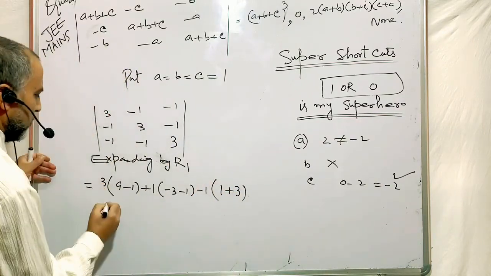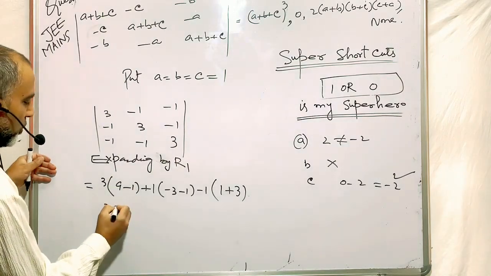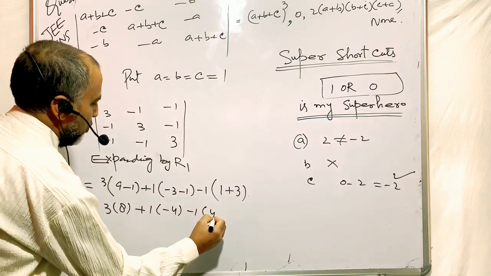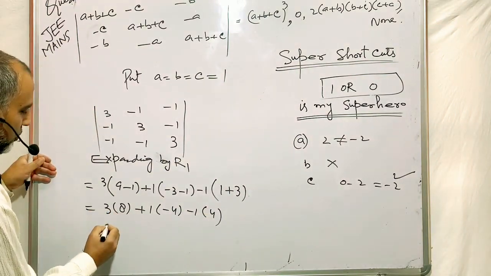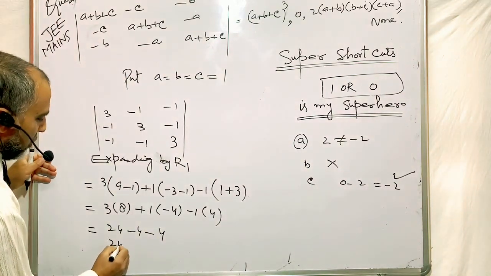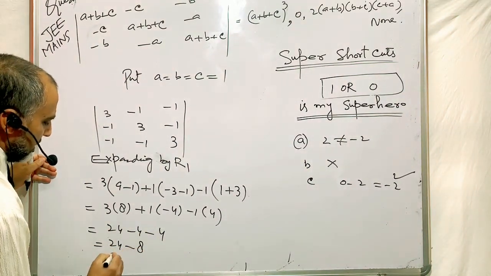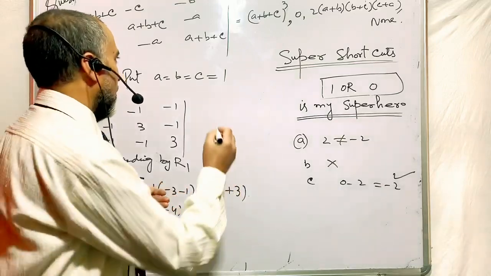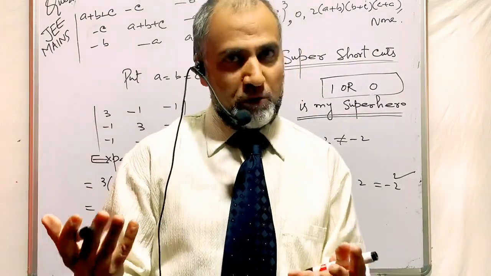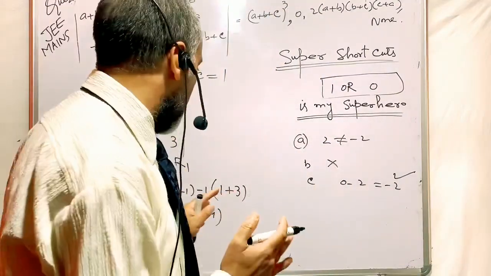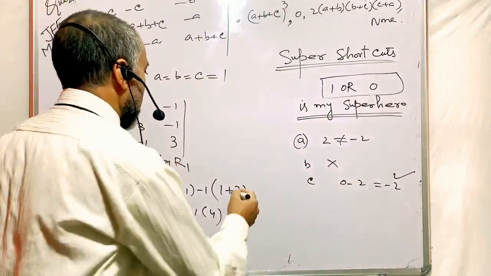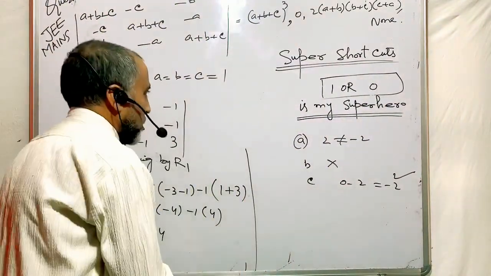We will just simplify it. It is 9 mein se 1 to 8 aega, plus 1 minus 4 minus 1 4, 24 minus 4 minus 4, this is 24 minus 8, that is 16. उसका मतलब हुआ जब हमने a इज इक्वल टू b इज इक्वल टू c इज इक्वल टू 1 दिया तो डिटरमिनेंट का वैल्यू कितना आएगा, कितना आया, it is 16. नाउ हम क्या करेंगे, हम ऑप्शंस में सब्स्टिट्यूट करेंगे.